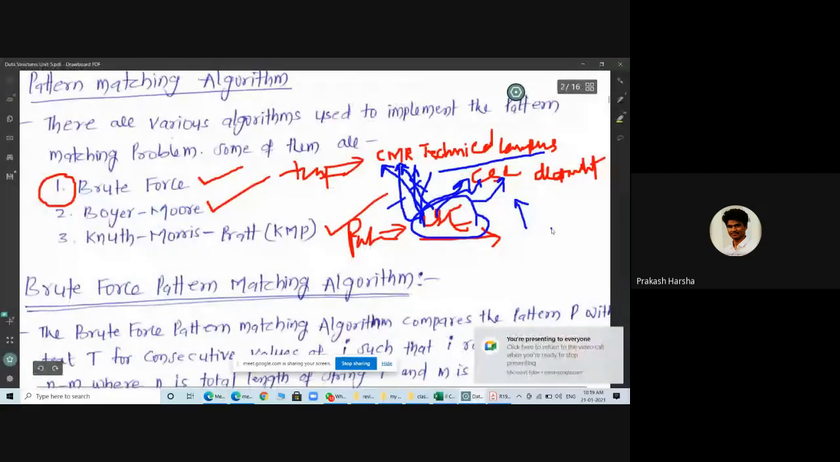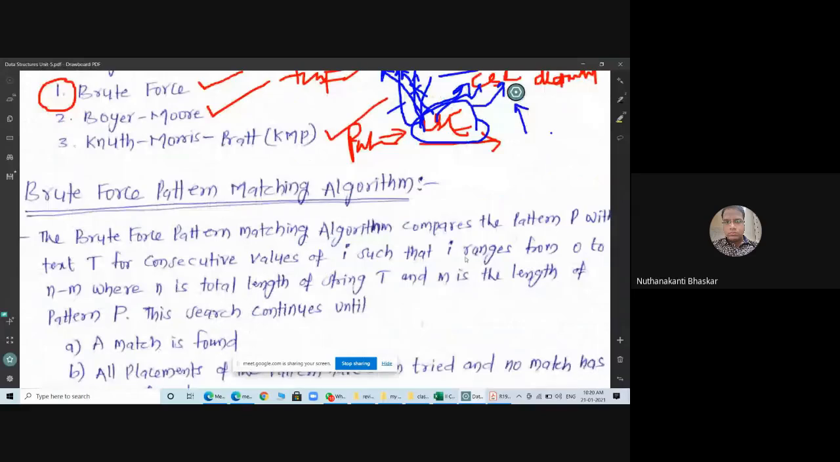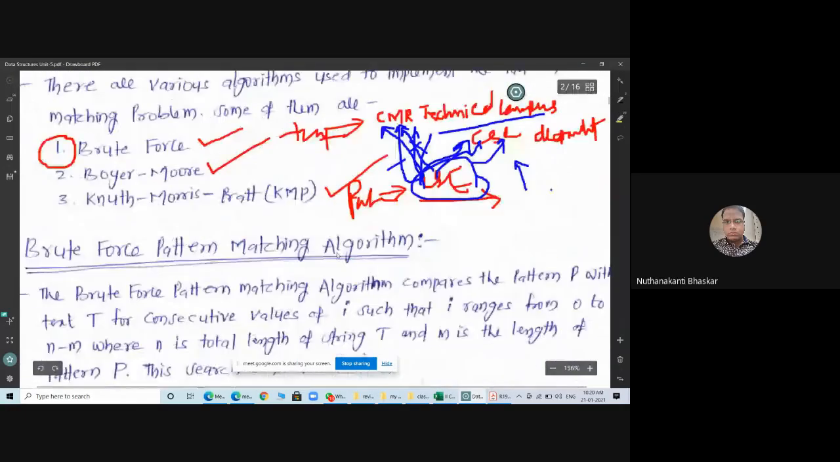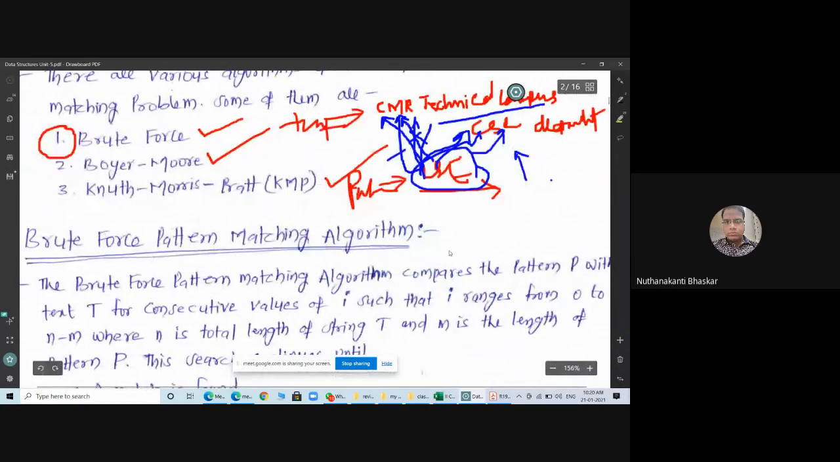Yes, sir. Now, the brute force pattern matching algorithm also works in the same way. Nothing is different; it follows the same procedure. The first character of the pattern is checked with the first character of the text. If it matches, then the second character of the pattern is compared with the second character of the text. Like that, all characters are checked.